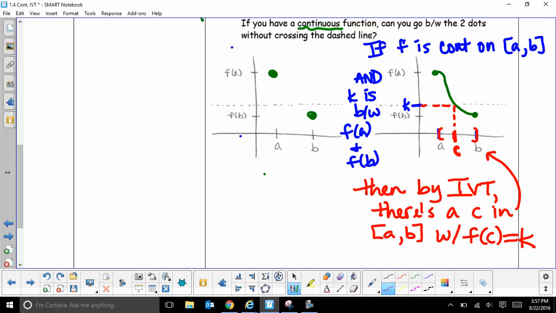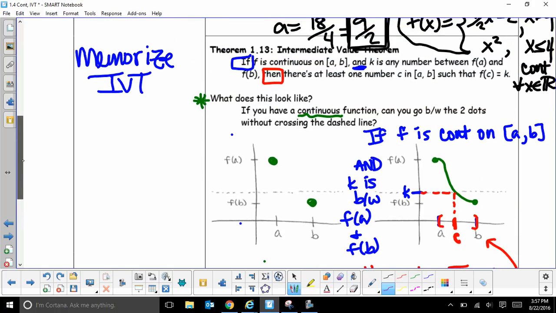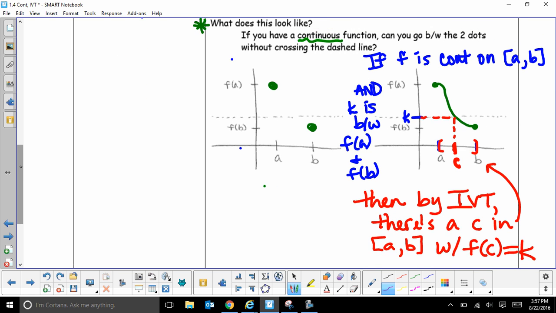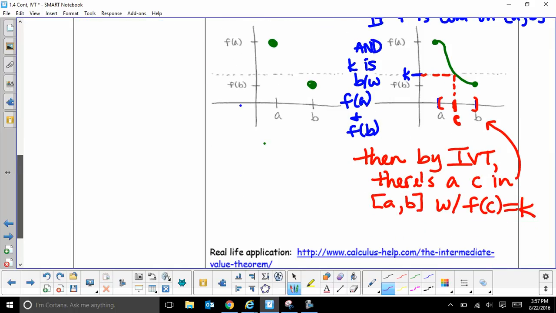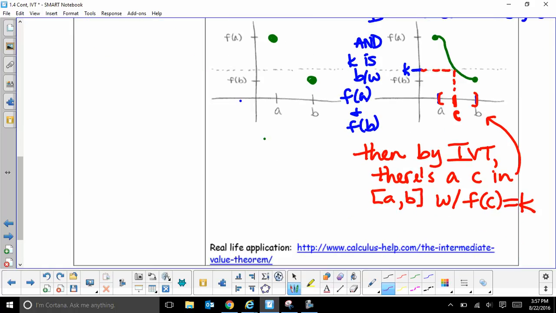So if I meet the first two conditions that we've talked about that are in blue, the if part of the theorem, if f is continuous on a to b and k is between f of a and f of b, then I'm guaranteed the part in red. I'm guaranteed that there's an x value in here, a c, that tells me f of c has a height of that k.